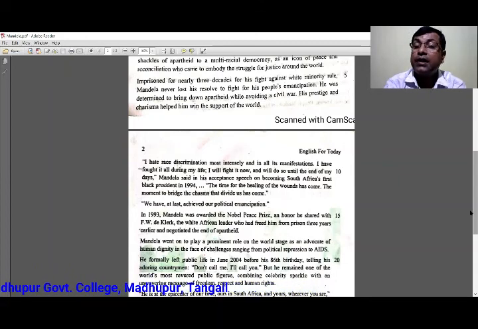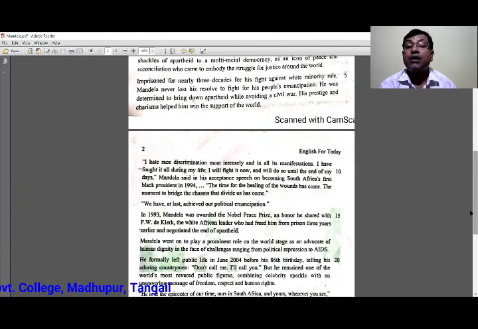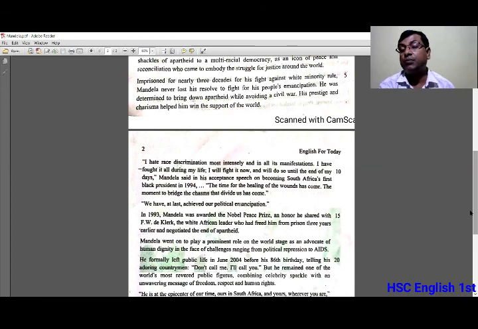So you can guess the towering personality of Nelson Mandela, how he fought for the rights of the black people, not only in South Africa, but also the oppressed all across the globe. This is the greatness of Nelson Mandela.